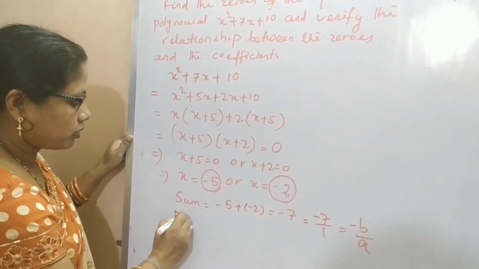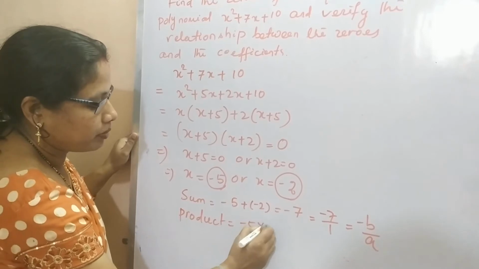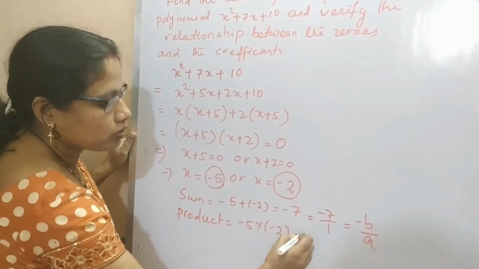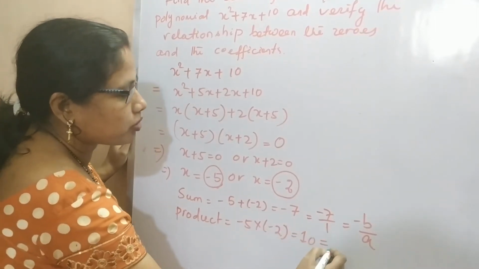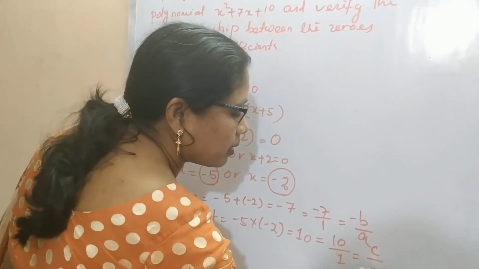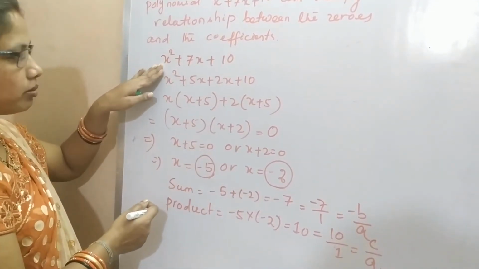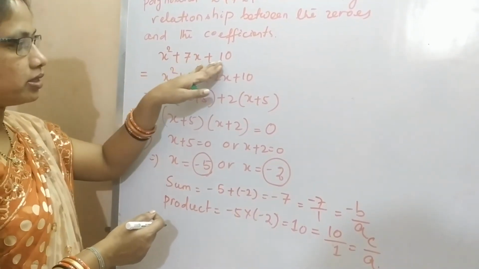What is the product of zeros? Product is equal to minus 5 multiplied with minus 2. This is equal to 10. So this is also equal to 10 by 1. So this is equal to c by a. So here a is equal to 1, b is equal to 7 and c is equal to 10.